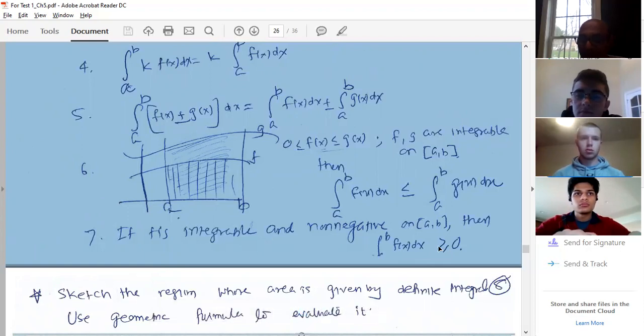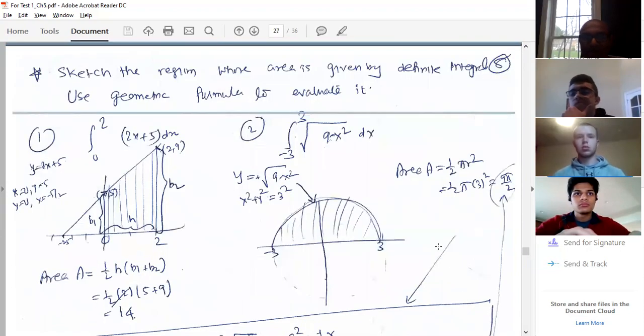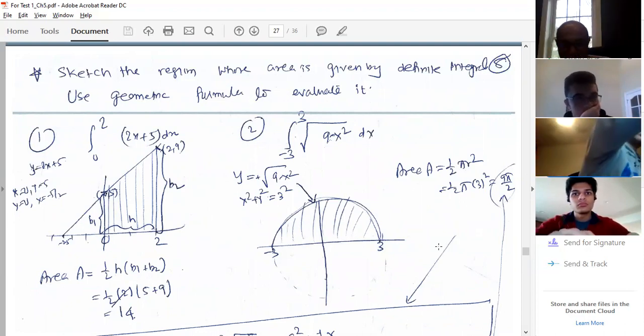If f is integrable and non-negative on the given interval. Okay, sketch the region whose area is given by the definite integral and use a geometric formula to evaluate it. Okay, again the same thing whatever we did yesterday.